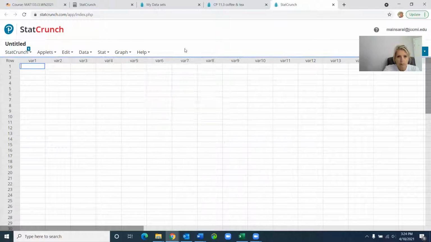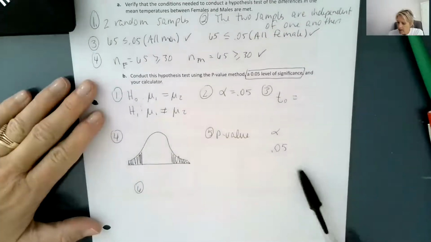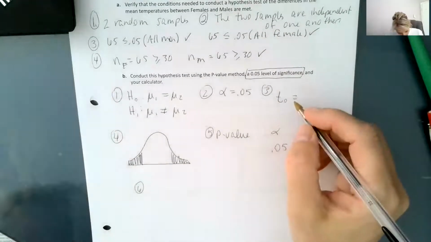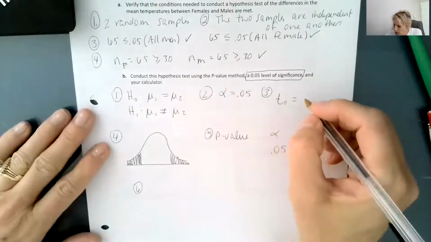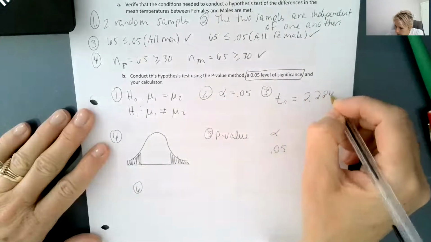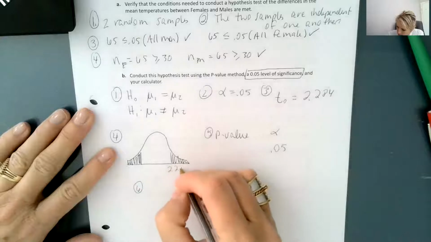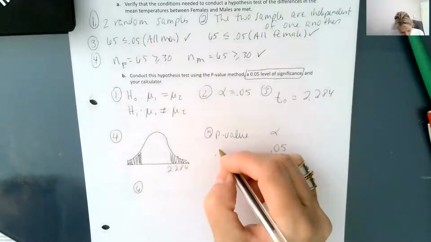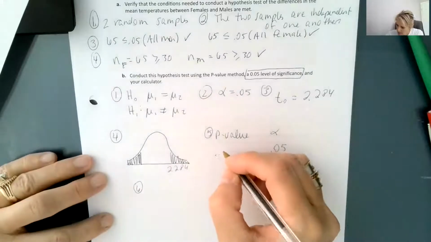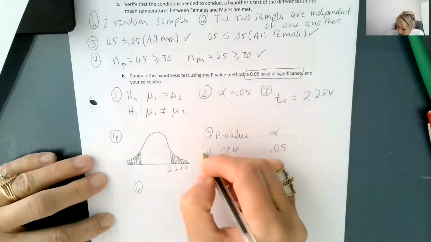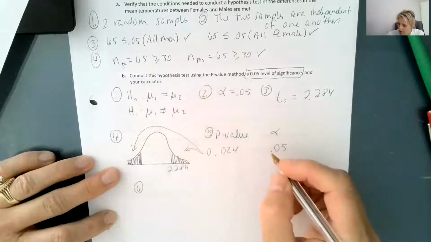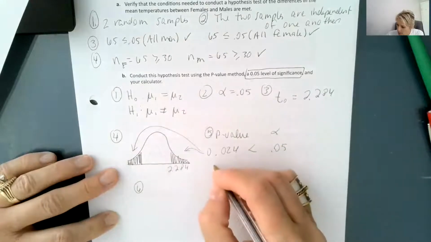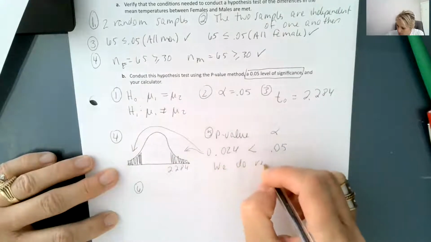So let's go back to our paper here, and we can fill in our test statistic of 2.284. And our p-value is 0.024. And remember, when it's two-tailed, we just kind of draw 2 arrows. It's spread out between there. And it's definitely less than 0.05, so we do reject H0.